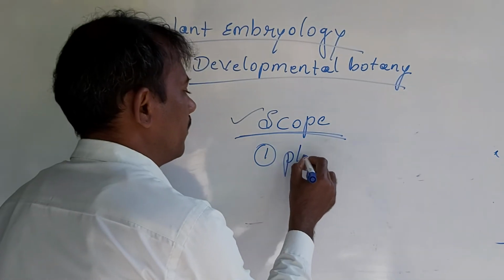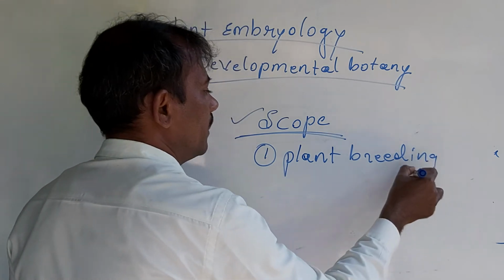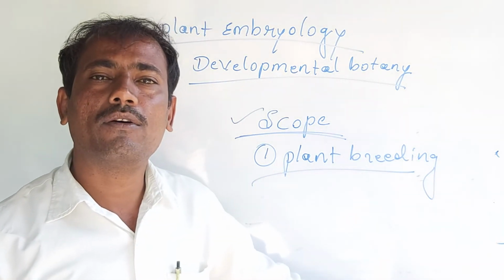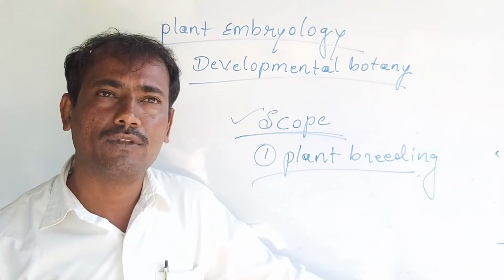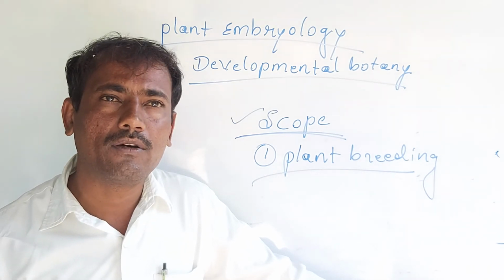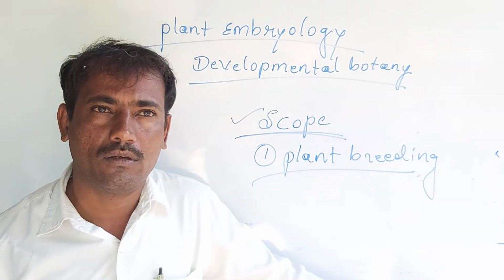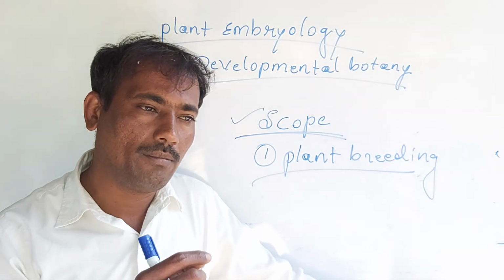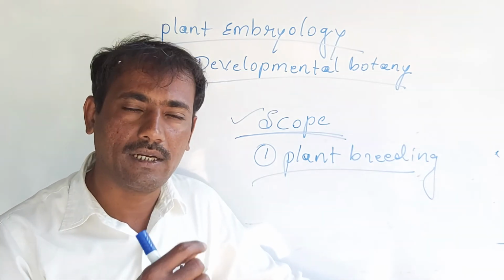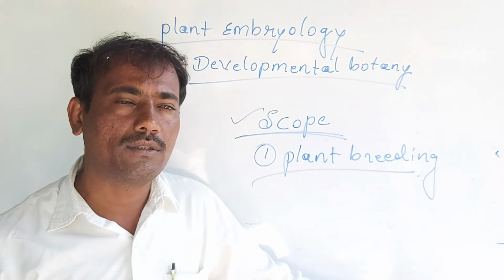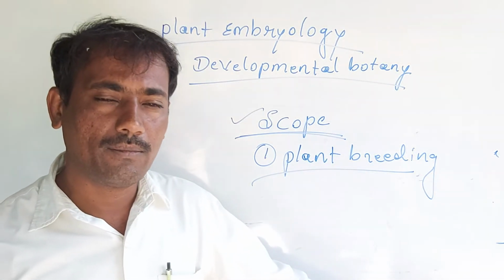Plant breeding is a branch of botany which deals with the study of the development of new varieties of plants. We can develop new varieties of plants. During the development of a new variety, embryology gives us an idea: how does embryo development occur in this plant? How exactly is it possible for us to bring about pollination in this plant? Like that, embryological knowledge helps us to develop new varieties of plants in the field of plant breeding.